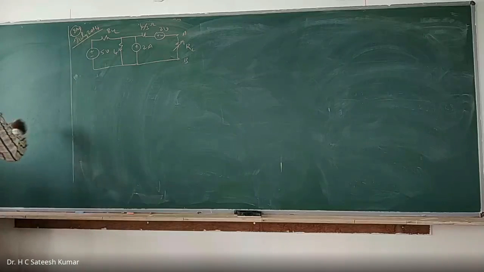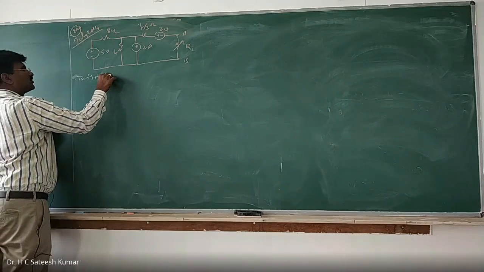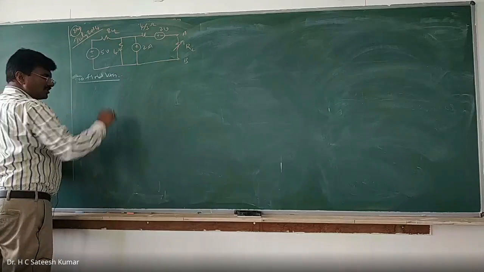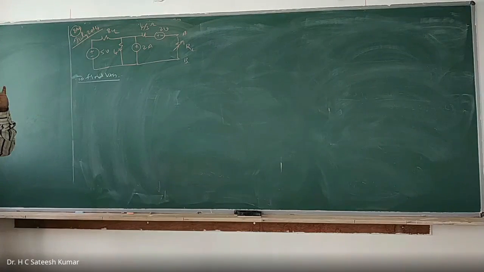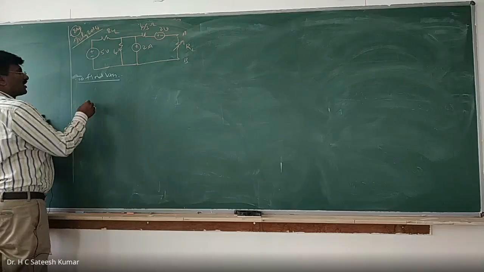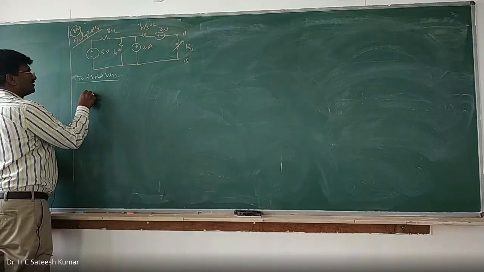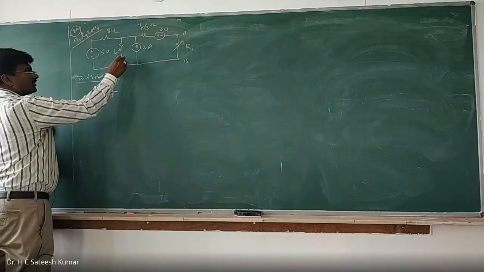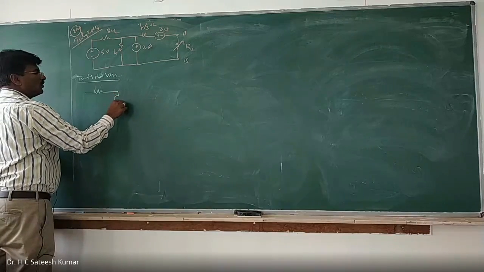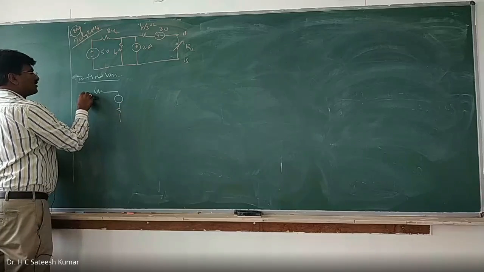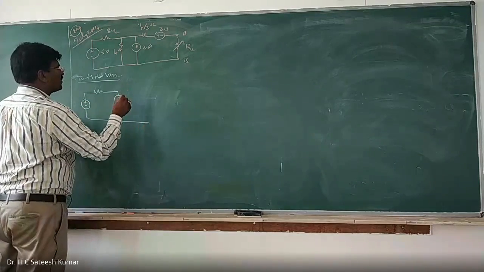So first, as usual, is to find VTH. If they're asking power, we have to find out VTH. If they're not asking for power, we can directly find out ZTH. To make the circuit easy, you can convert a current source in parallel with a resistance into a voltage source in series with a resistance. Anyhow, you have to find out VTH. How you do it is left to you.